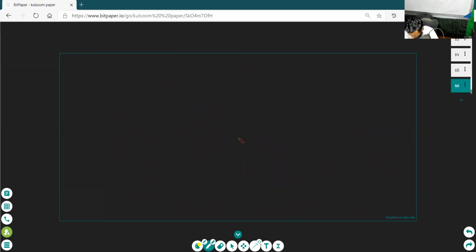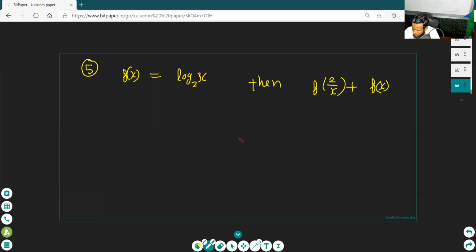4 after 4, right? I'm writing the 5. If 5 raised to the power x is equal to log x to base 2, then find f of 2 raised to the power 2 upon x plus f of x. The value of f of x is given, but find the value of this. Can you find it?